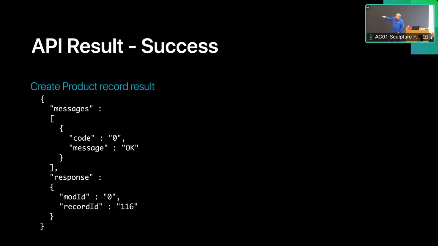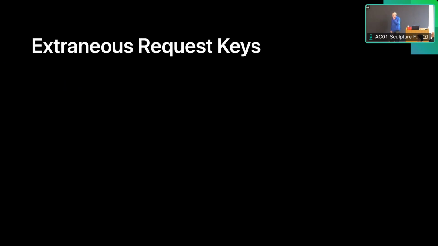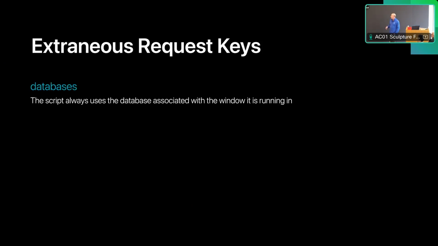Okay. So this is a create product request. We see that just based on the message, it was okay. And it's giving us some information there in the response. Go ahead and dig into that. Now, obviously, to get that response, we have to make a request. Now, there's a couple of keys that you'll see information about that do not apply to us, and I just wanted to call those out.